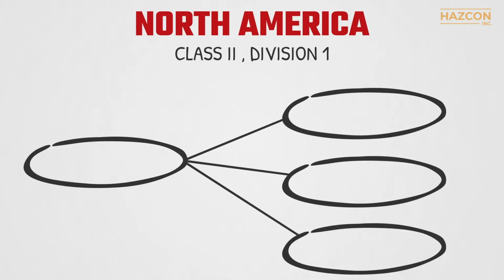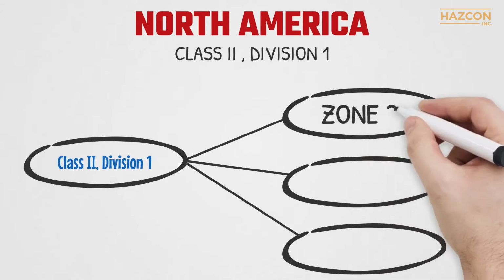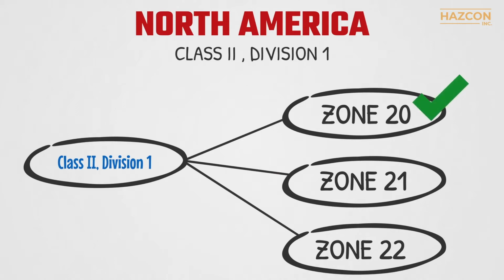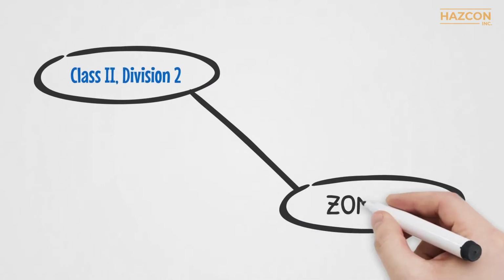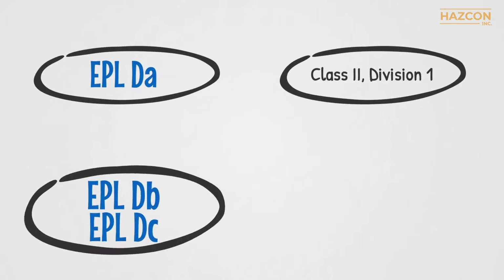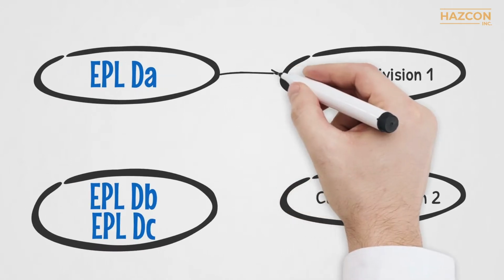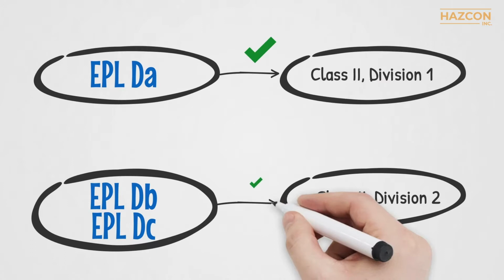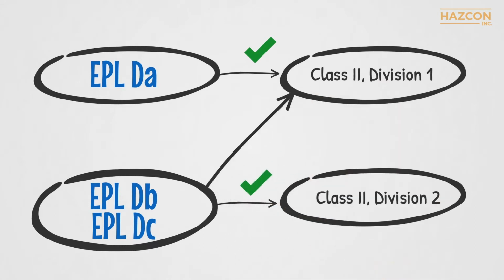In dust explosive areas in North America, products with Class 2, Division 1 marking are permitted to be installed in North American Zones 20, 21, 22 areas. Products with Class 2, Division 2 marking are only allowed to be installed in the North American Zone 22. Only products with EPL DA can be installed in Class 2, Division 1 areas. And the products that are approved for EPL DB and DC in North America are permitted to be installed in Class 2, Division 2 and not Class 2, Division 1.